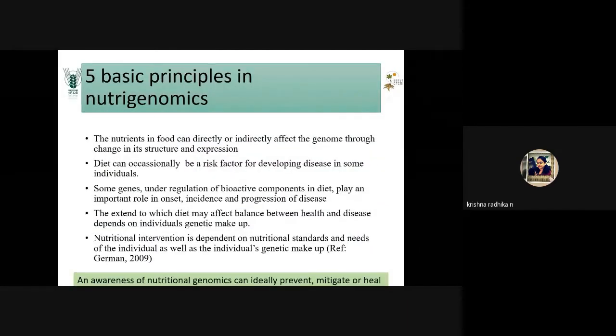So there are some basic principles for nutrigenomic study. That is, the nutrients in the food can directly or indirectly affect the genome through change in its structure and expression. Diet can occasionally be a risk factor for developing disease in some individuals. Some genes, under the regulation of bioactive components in the diet, play an important role in onset, incidence, and progression of disease. The extent to which diet may affect the balance between health and disease depends on the individual's genetic makeup.